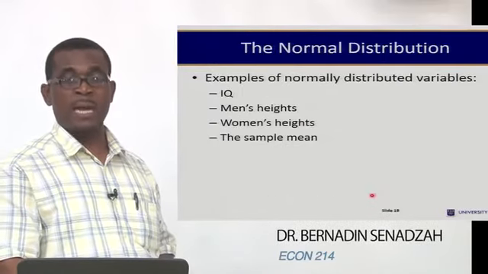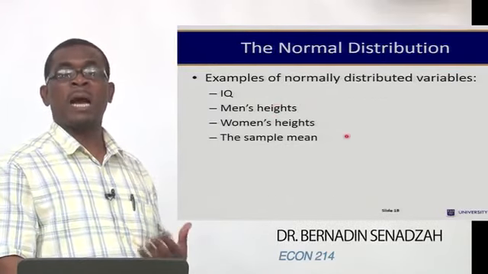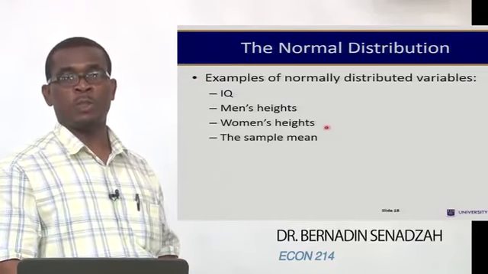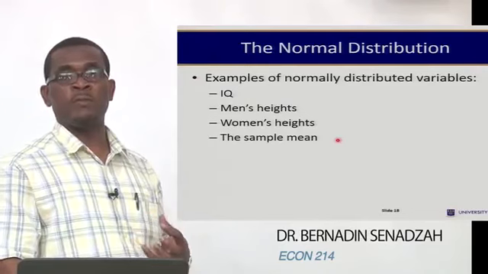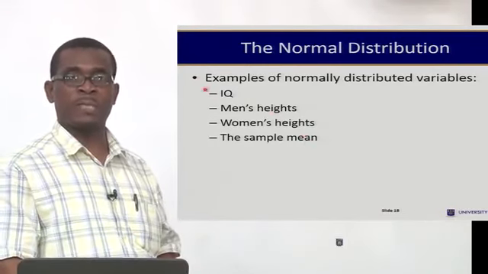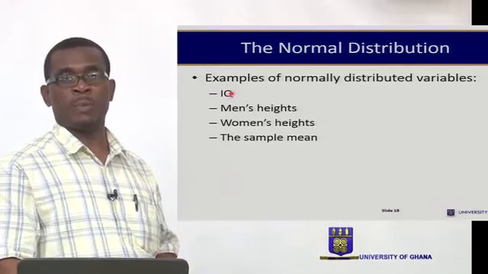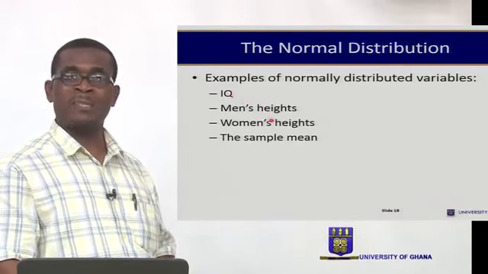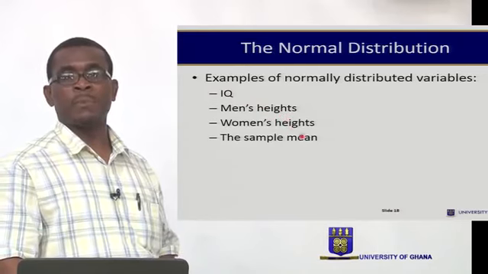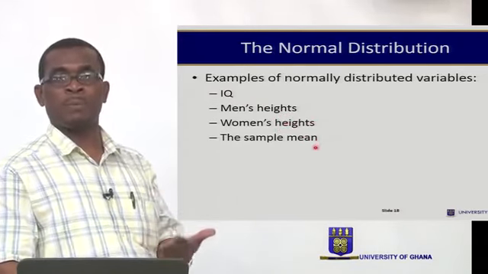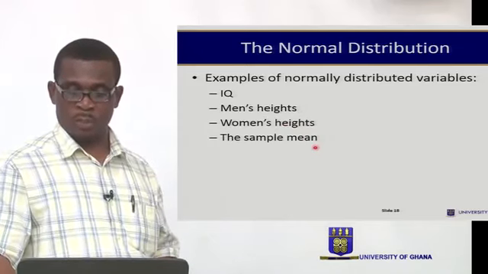And I illustrated earlier that some processes are known to conform to the normal distribution, since so many individual factors affect the phenomenon. We say that IQs of children, for example, are normally distributed. The heights of men are normally distributed. That of women also normally distributed. And what we call the sample mean is also normally distributed.